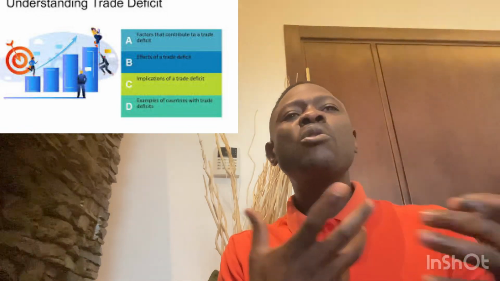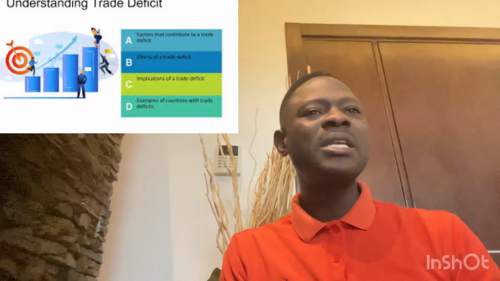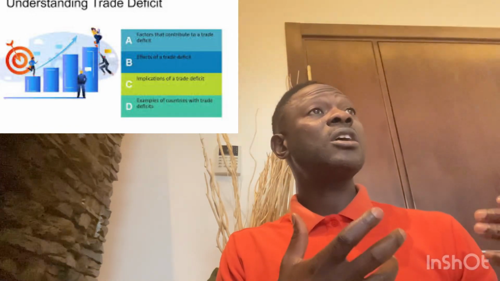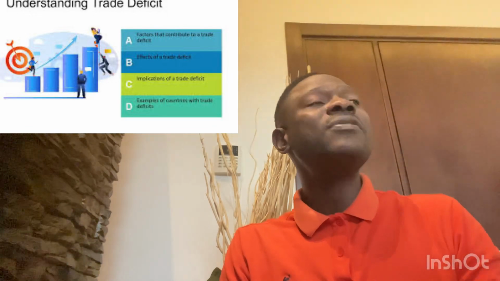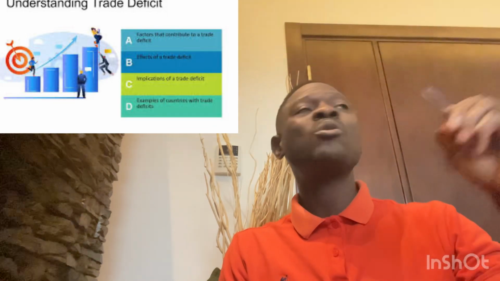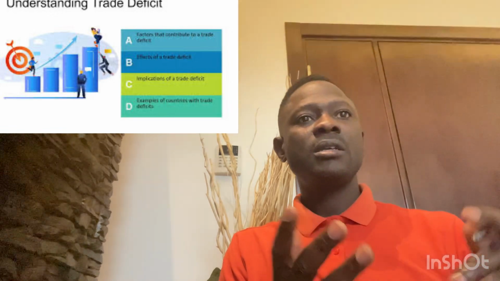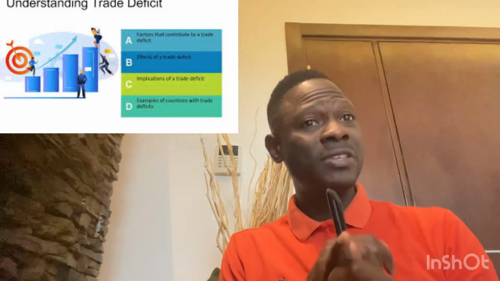So what are the reasons why we could have a deficit in our balance of payment current account? One, it could be fiscal deficit. When we talk about fiscal deficit, it means government spending exceeds government revenue. So one of the reasons we could have a deficit is because government continues to spend more than what it earns. Do you get it? So that's one of the reasons for balance of payment deficit.